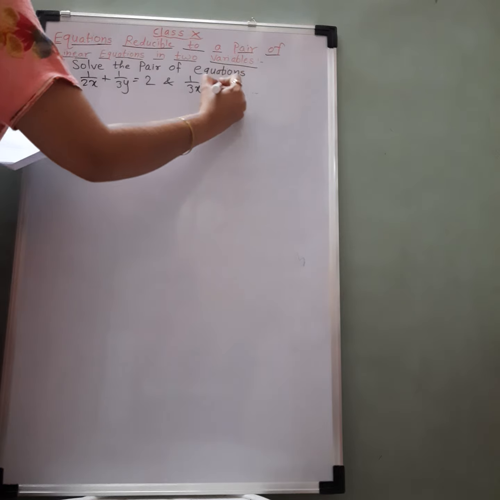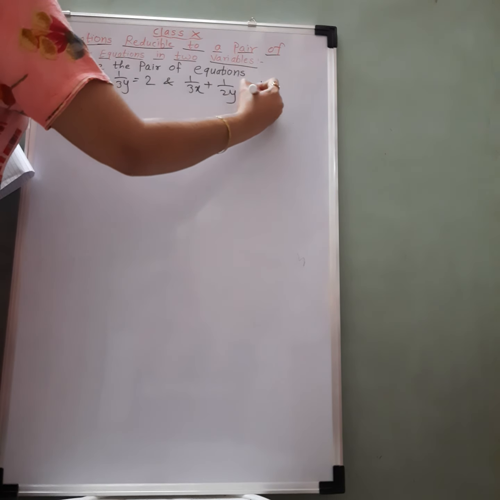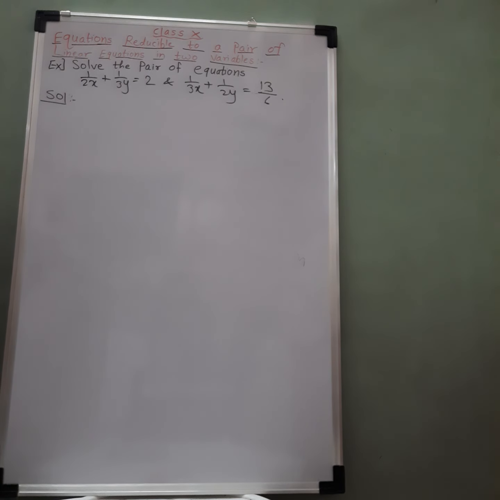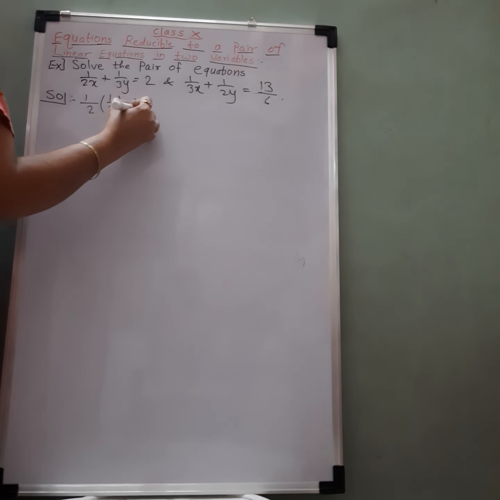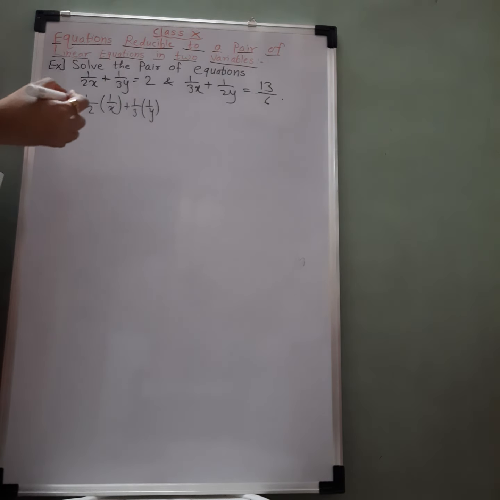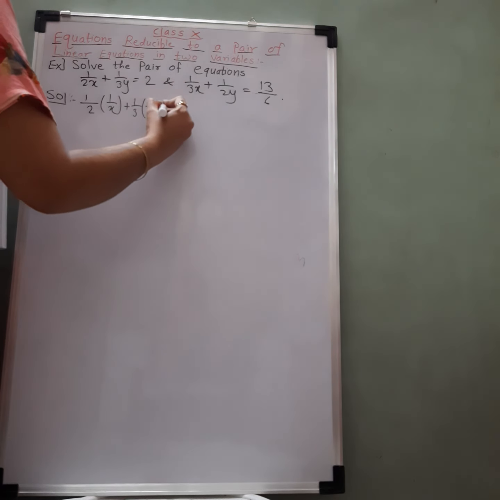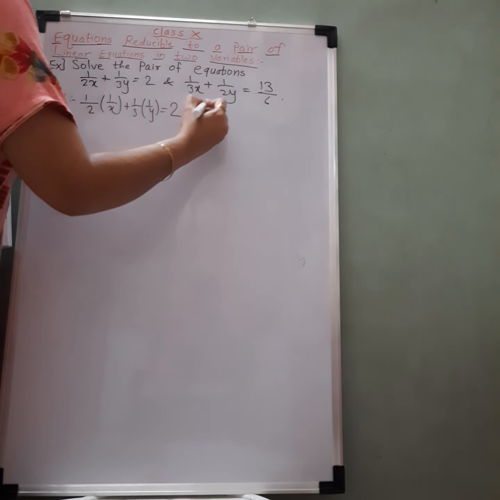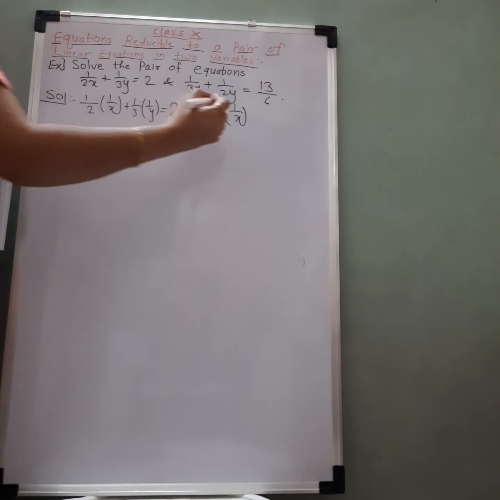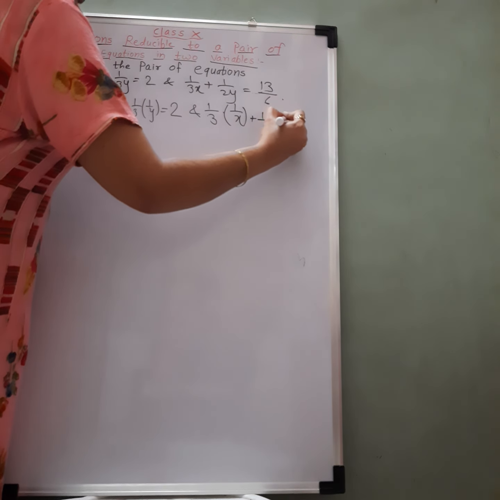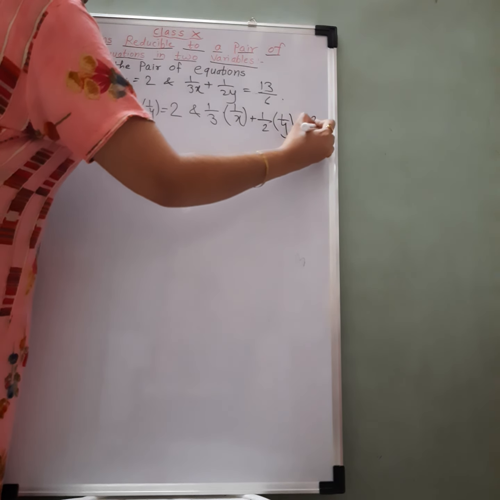plus 1 upon 2y is equal to 13 upon 6. So in this case also, we can write this equation as 1 upon 2 into 1 upon x plus 1 upon 3 into 1 upon y is equal to 2 and 1 upon 3 into 1 upon x plus 1 upon 2 into 1 upon y is equal to 13 upon 6.